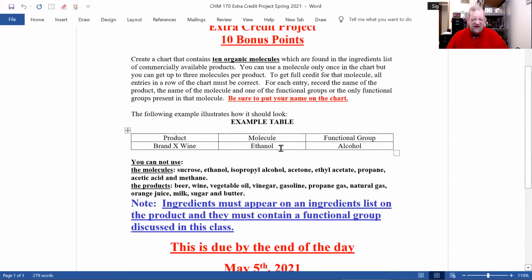And if you're not sure how to use your word processor, I use MS Word. I think most of you do. How to make a table like this, I'll be more than happy to show you during my office hours or after lab anytime, or any other time after class. But product, molecule, functional group: brand X wine, ethanol, alcohol.